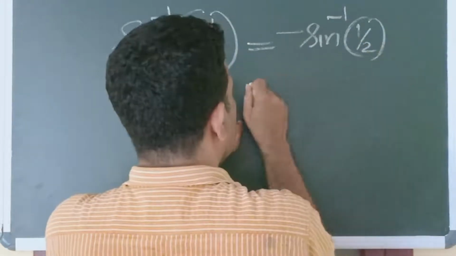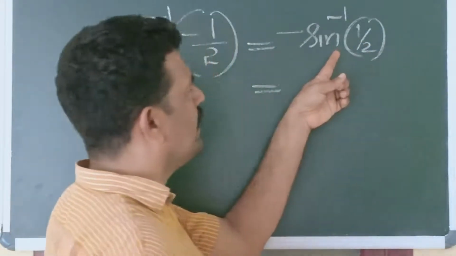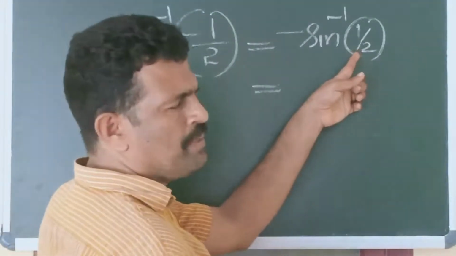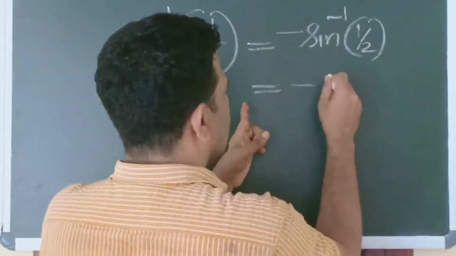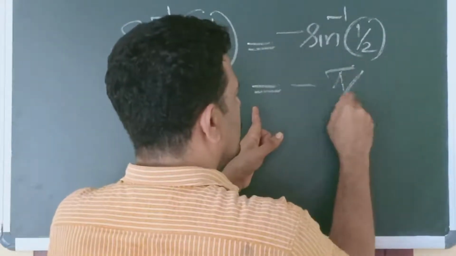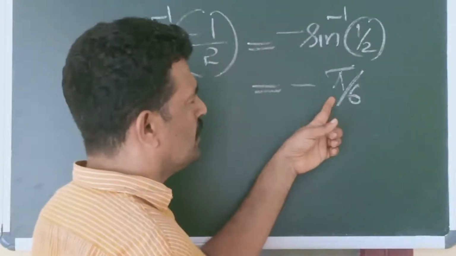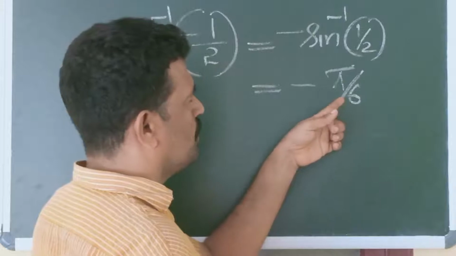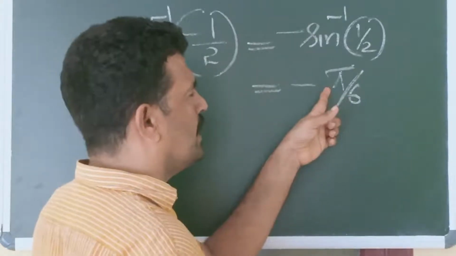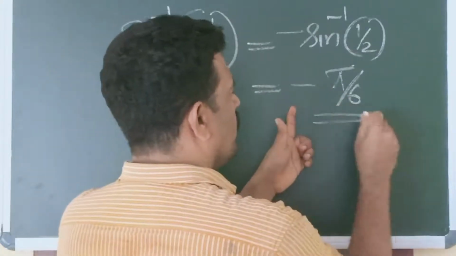Now, from the table, we can see that sin theta is 1 by 2 means theta is pi by 6. Hence, we can write it as negative of pi by 6. The principal branch of sin theta is the closed interval minus pi by 2 to plus pi by 2. This value lies in the principal branch. Hence, this is the answer, negative pi by 6.